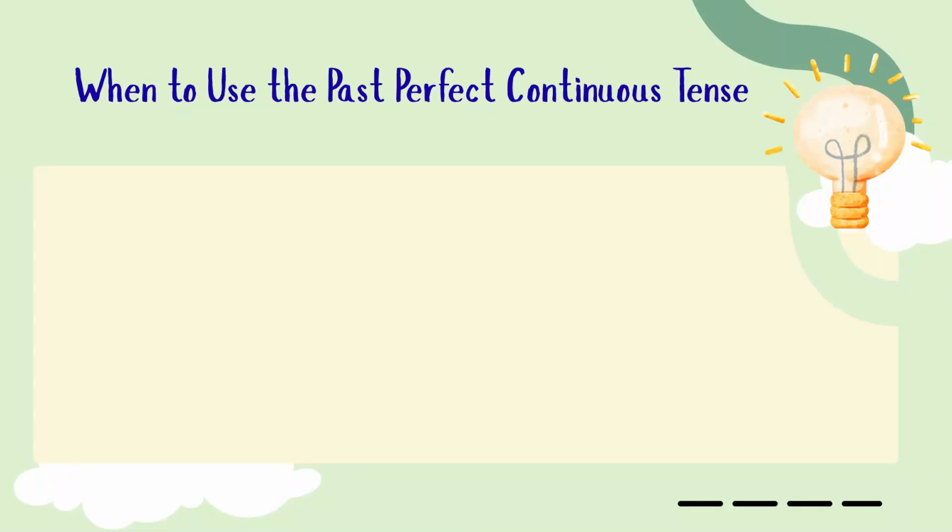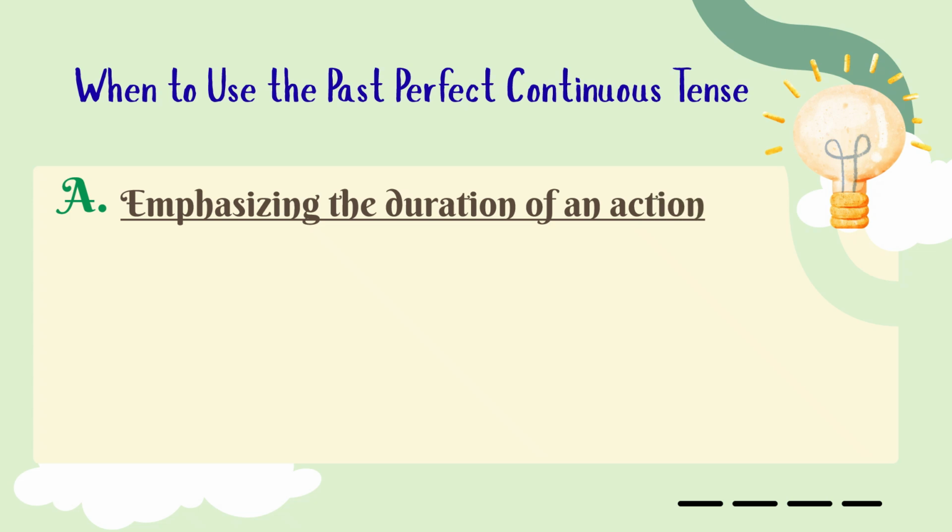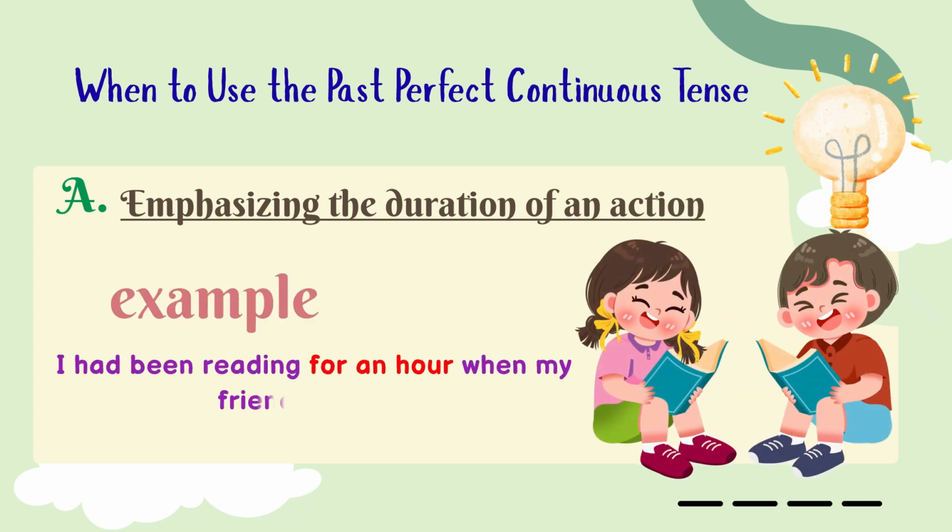Let's discuss when do we use past perfect continuous tense. There are three conditions. The first is it emphasizes the duration of an action. For example, as we have studied before, I had been reading for an hour when my friend arrived.